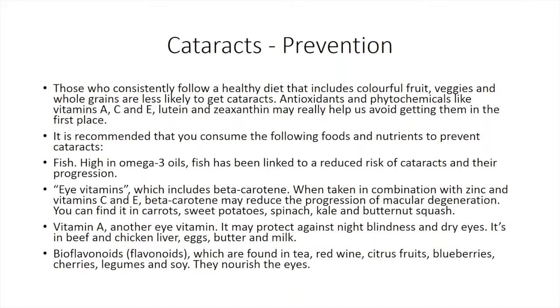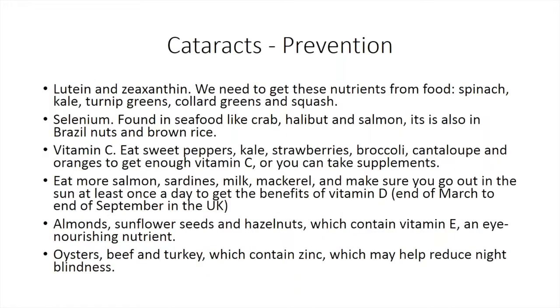Bioflavonoids are found in tea, and that's part of the benefits of black tea, white tea, green tea, red wine, citrus fruits and berries, legumes and soy, and they do nourish the eyes. So lots of nutrients. So we refer back to lutein and zeaxanthin, and we need to get the nutrients from food because we don't make them in the body. And I'll show you the list of which foods are most dominant, and I've listed at least four of the top 10 there, and the top lines.